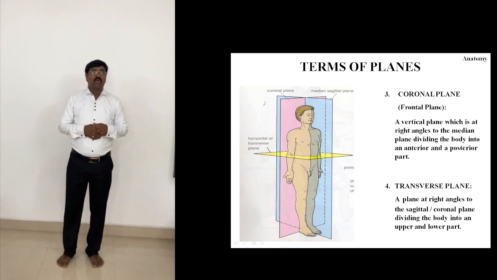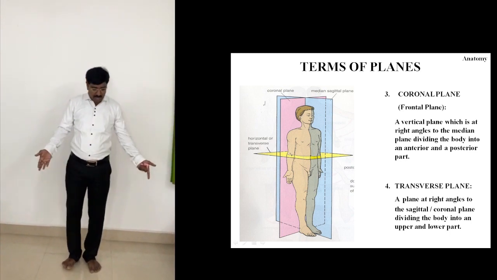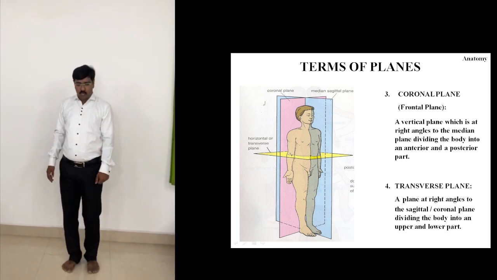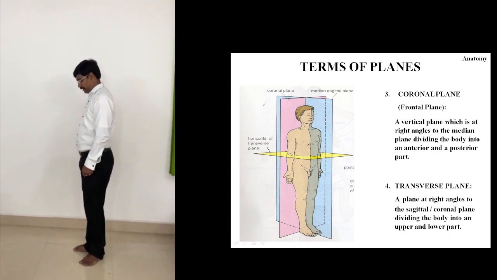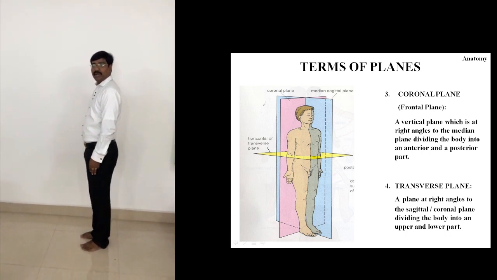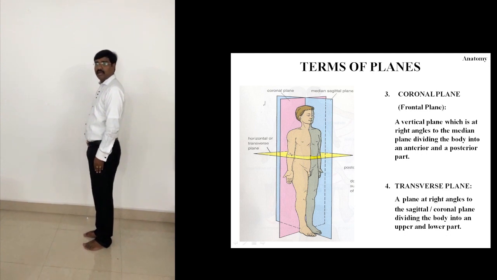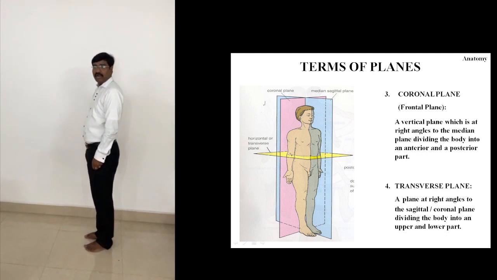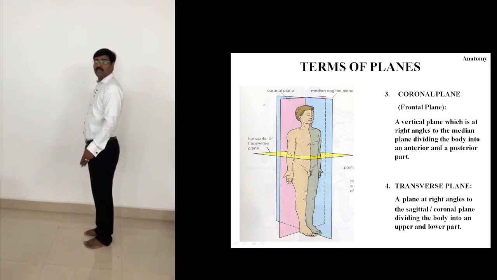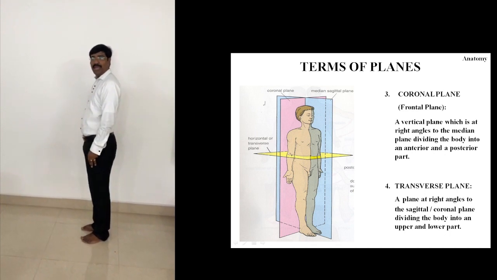In the coronal plane, you are able to identify this. Now I am standing here like this. When I am standing like this, we can say a vertical plane, a right angle, I am drawing, and I am dividing the body into anterior part and posterior part.